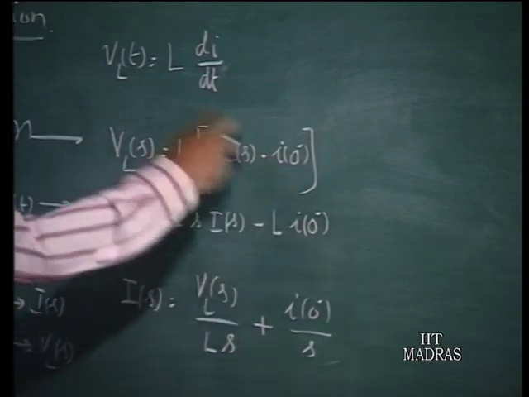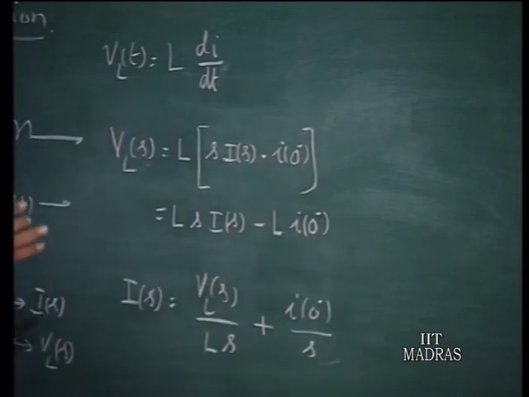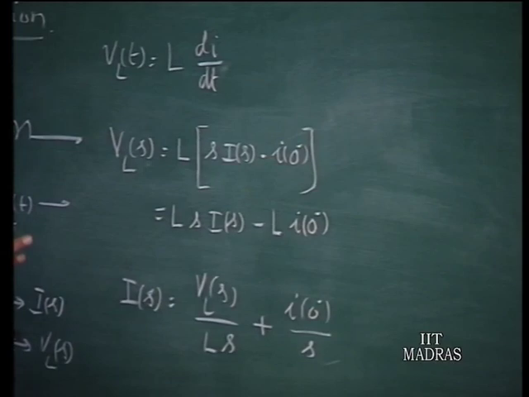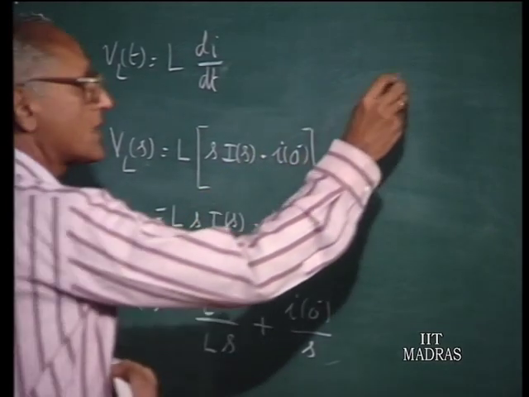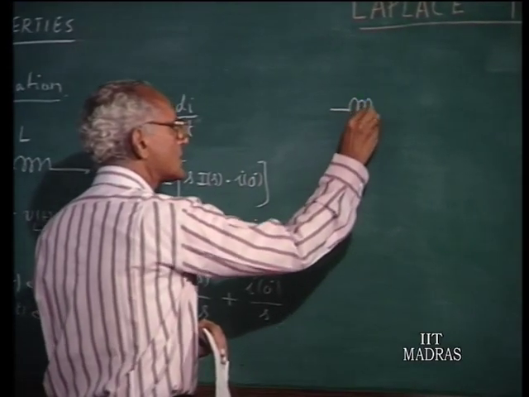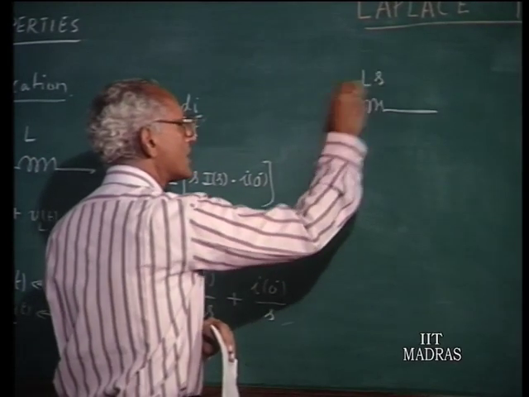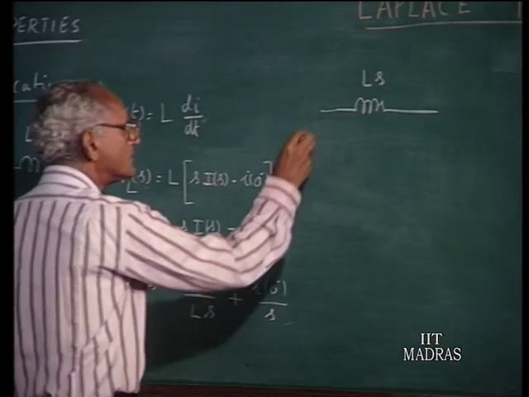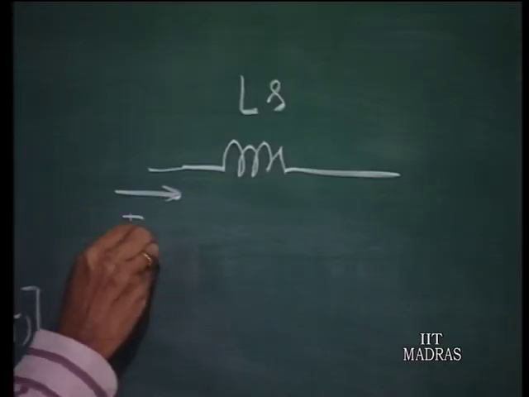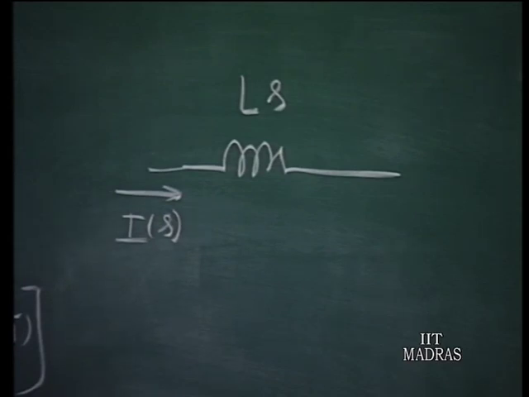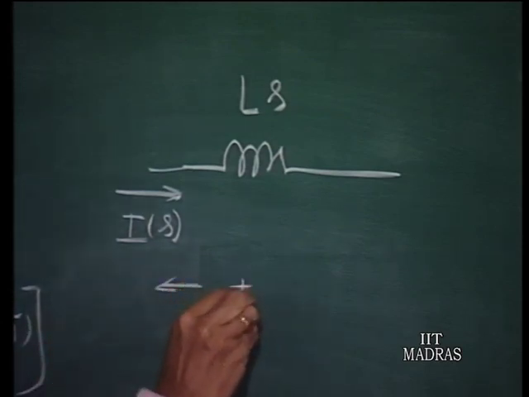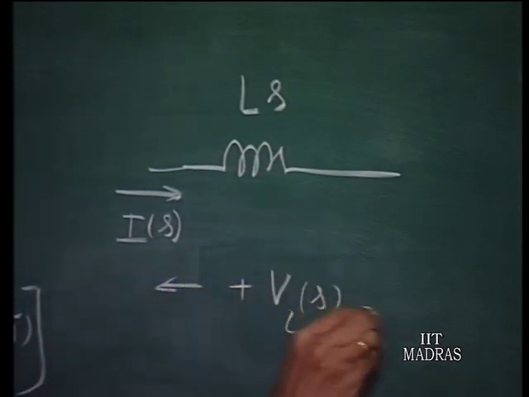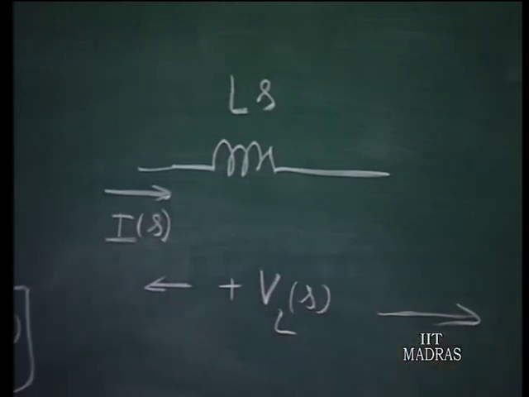Now this particular equation can be represented by means of a circuit representation like this. We have an inductance, we can think of that having a generalized impedance L S, and we have a current passing through it, not the raw current but the transformed current, the Laplace transform variable, and across the terminals of the inductor we must have a voltage V L of S. So this is the voltage across the terminals of the inductance.